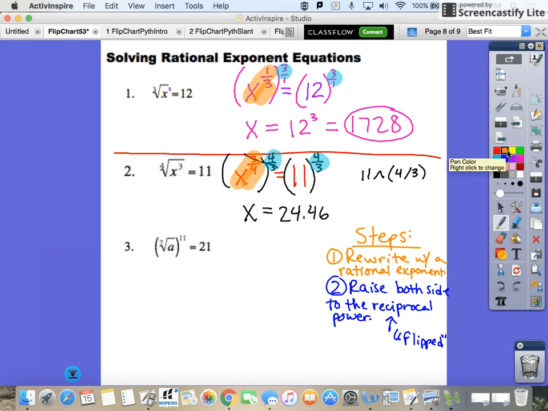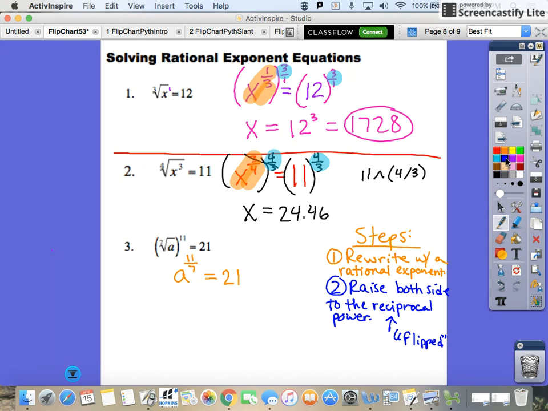So I'll color code this next example. The next one says the 7th root of a raised to the 11th power. This one looks different because this exponent is on the outside and this was on the inside, but we treat it the same as we would any other power. It will go on the top. So we're going to have a to the 11 over 7th power, because 7 is the root, it goes in the bottom, is equal to 21.